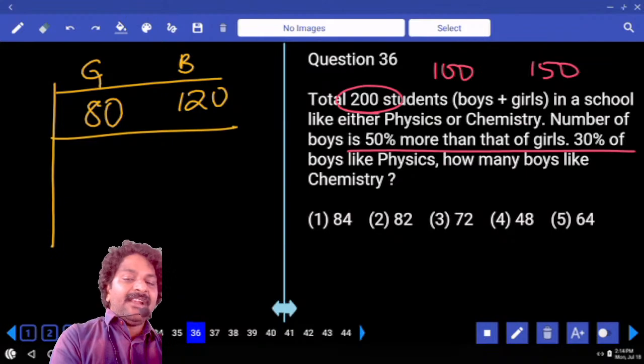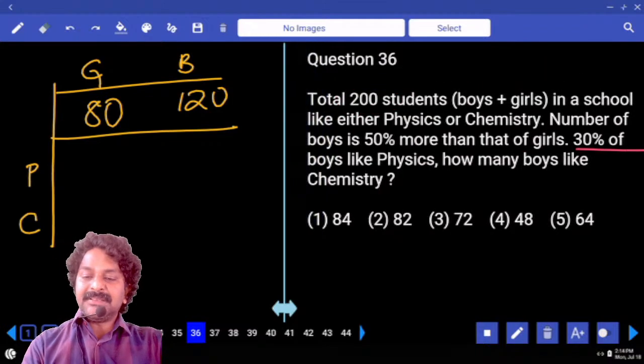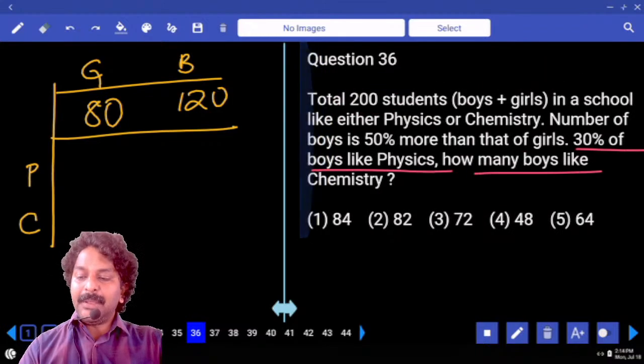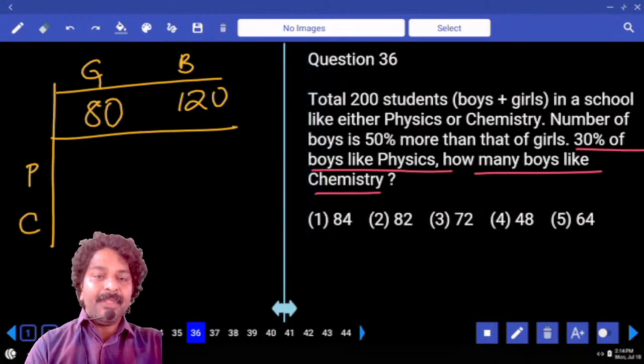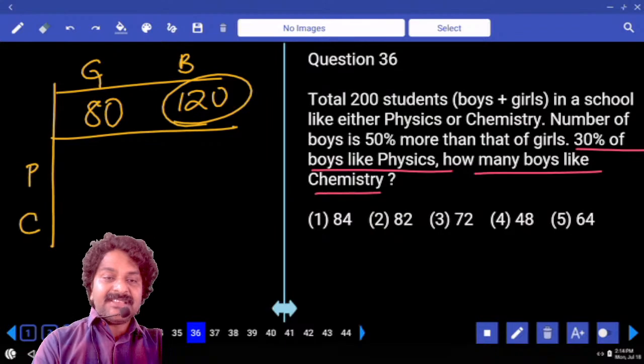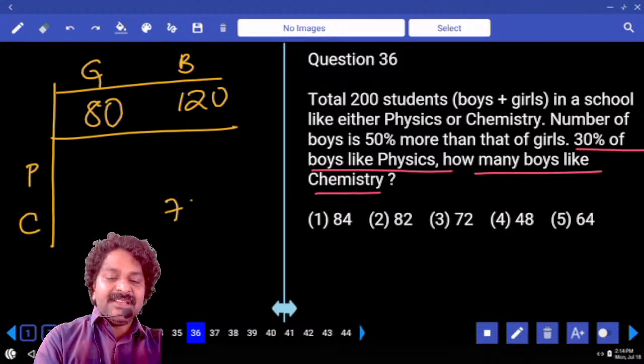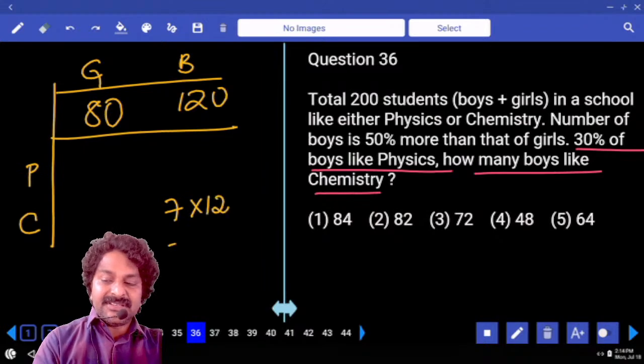Out of these 80 and 120, they may like either physics or chemistry. Only two categories we have. 30% of boys like physics. How many boys like chemistry? If 30% of this number like physics, then 70% like chemistry only. 70% in the sense 7 into 10% value, which is 84.